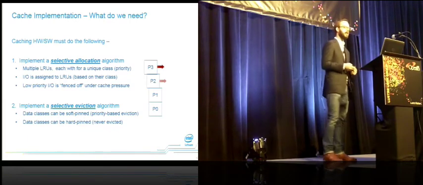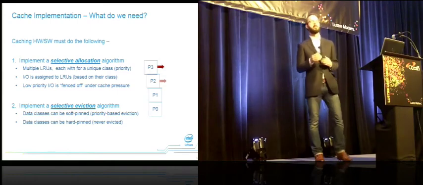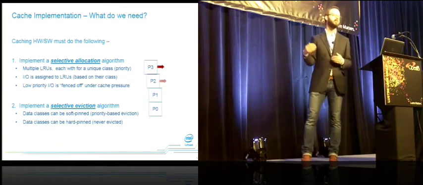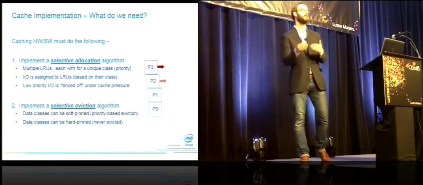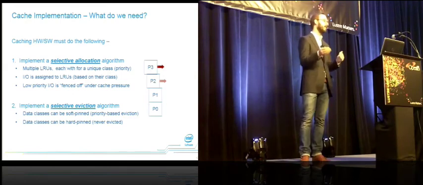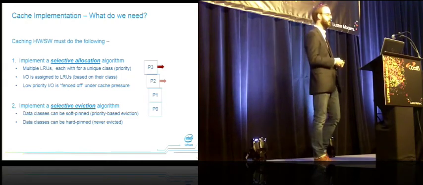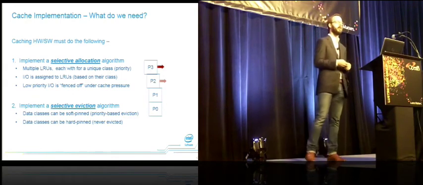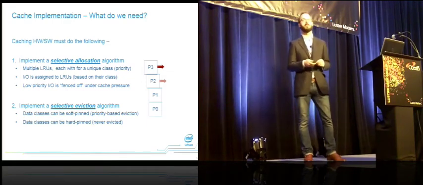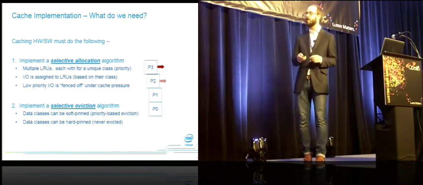And then the other thing that we need is selective eviction. So we want to be able to push things out of the cache depending on their priority, or hold things in the cache indefinitely, even if there's pressure on the cache. So we can soft pin or hard pin depending on how we want to structure those policies for maintaining data within the different buckets of LRU.